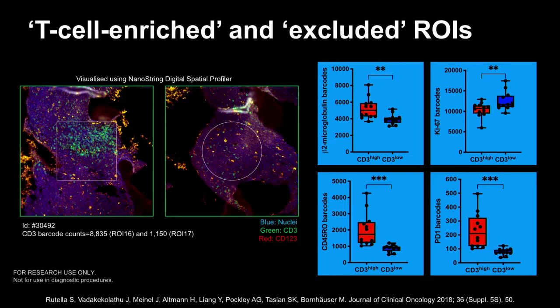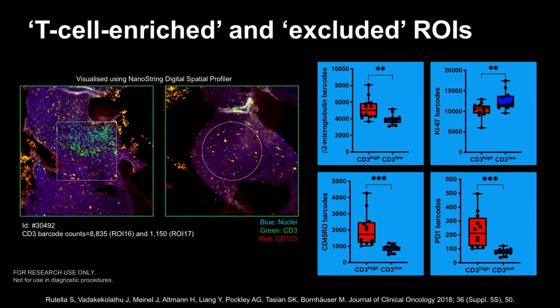This is just to show you that you can really try and make correlations between T-cell infiltration patterns and the expression of other proteins. As you can see on the right-hand side of this slide, for instance, beta-2 microglobulin barcodes were significantly higher in the CD3 high regions of interest. This makes a lot of sense. You have more T cells, you have more antigen presentation going on within your tissue. And then also the Ki-67 barcodes were higher in CD3 low areas of interest. This is probably due to the fact that there is more tumor cell proliferation if there are not enough T cells to try and constrain tumor cell expansion.